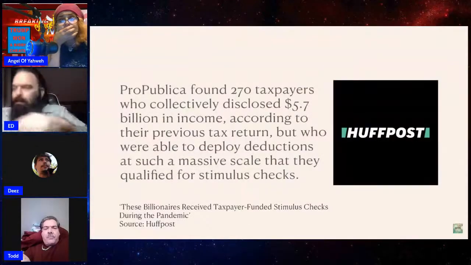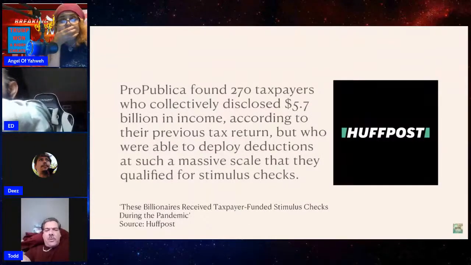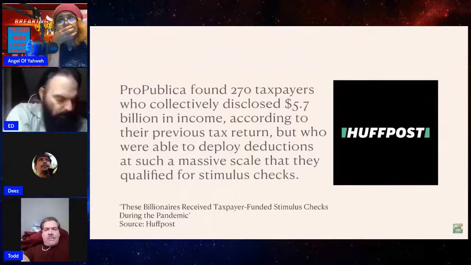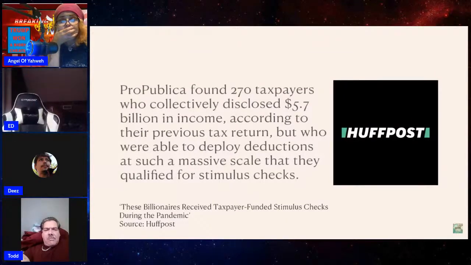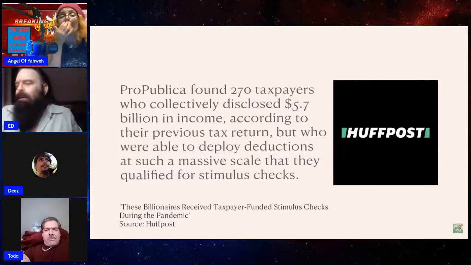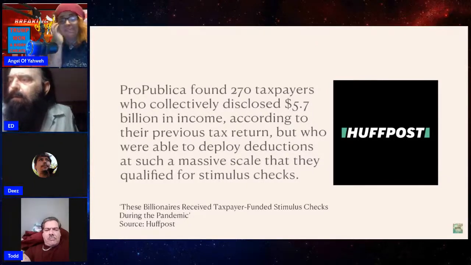ProPublica found 270 taxpayers who collectively disclosed $5.7 billion in income according to their previous tax return, but who were able to deploy deductions at such a massive scale that they qualified for stimulus checks. They've gone too far there, haven't they? They've lied so much, they've actually gone from making themselves look too rich to actually poor.